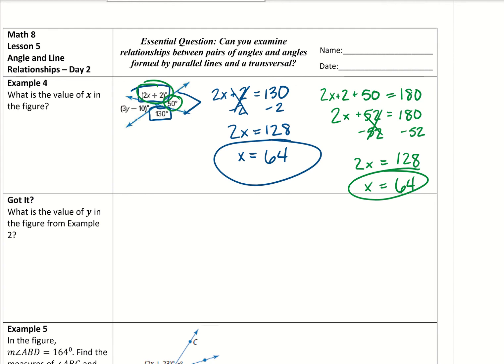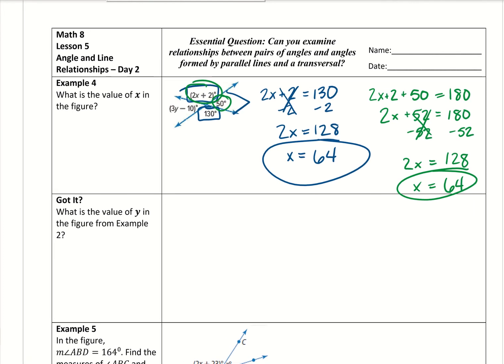Once you've got that all written out and understood, go ahead and do this next got it problem. What is the value of y in the figure from example 2?